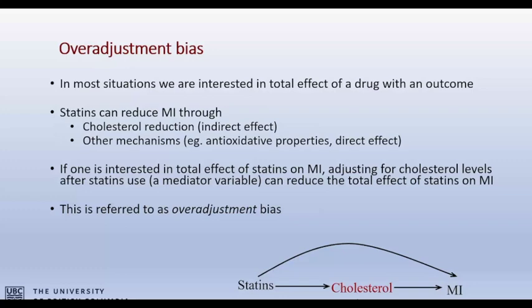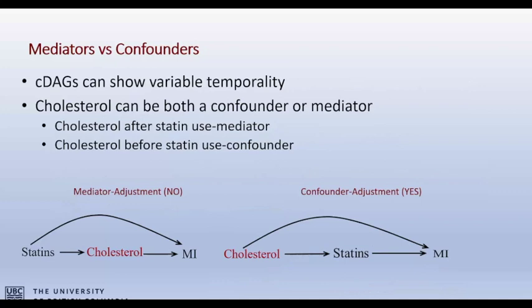Now, if that is the actual objective of looking at the total effect of statins, then adjusting for cholesterol, which is a mediator, actually creates a bias, and it underestimates the total effect of statins on MI. Because we usually want to look at the total effect of drugs, in this case statins, adjusting for a mediator will lead to biased estimates, also called overadjustment bias. So that is something we should not be doing.